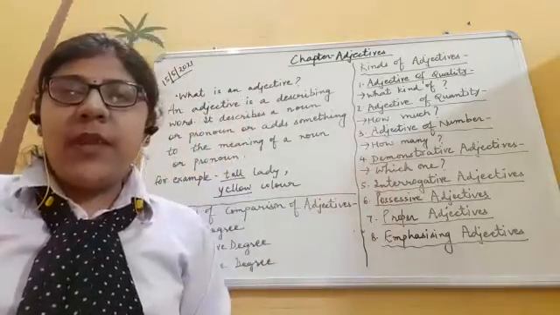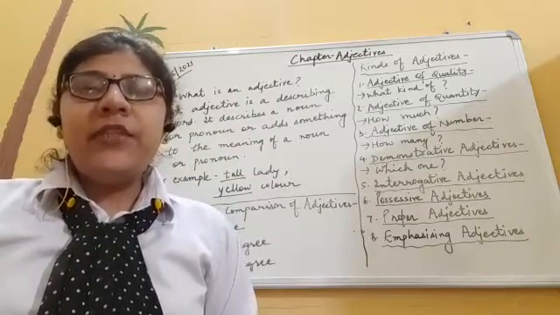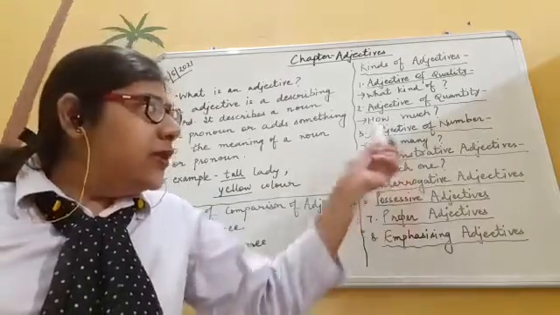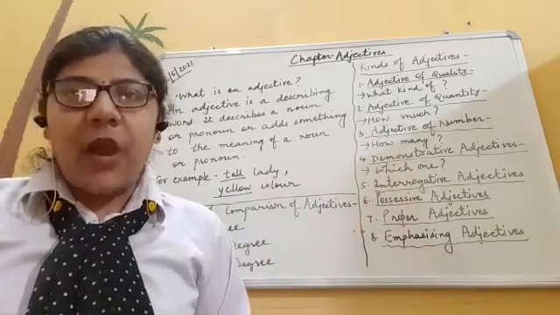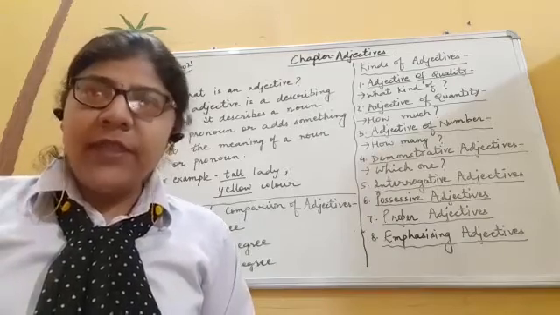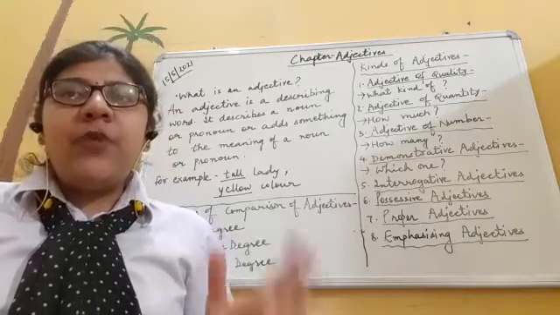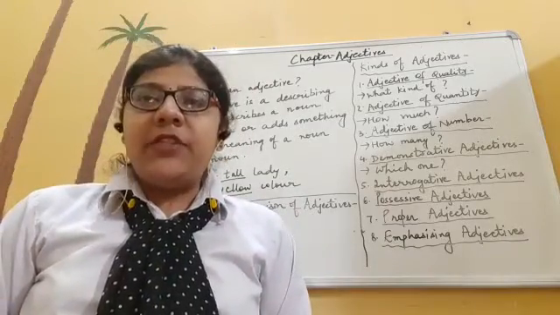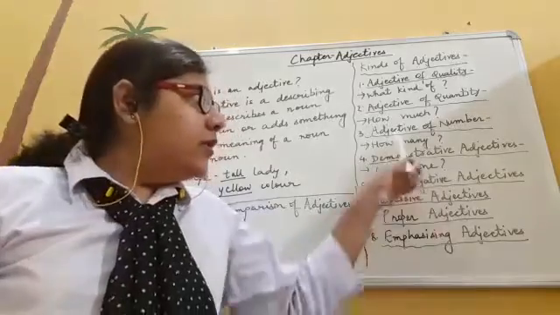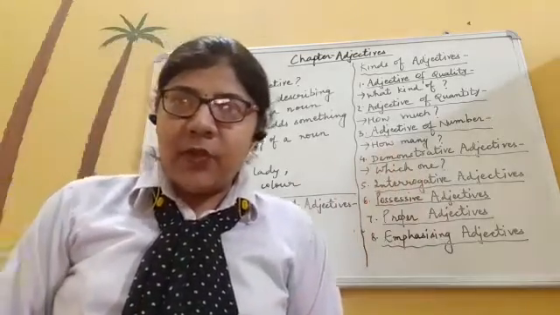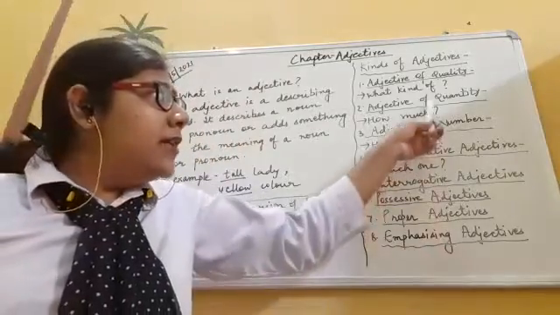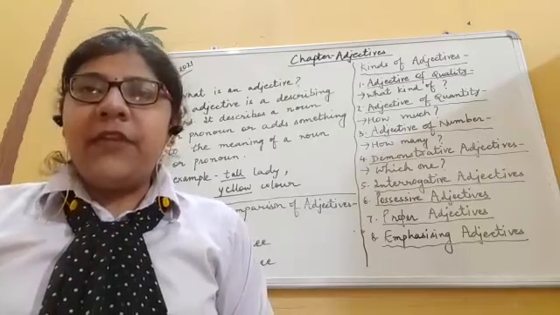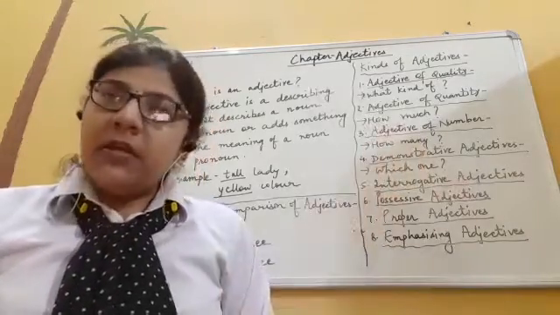Come to the next one, adjectives of number. Those adjectives tell us about the number of the noun or pronoun. This time, in place of asking the question with how much, we will ask the question with how many. Like if I say 20 students attended the party, how many students? 20. So 20 is the adjective of number. As I said, adjectives of quantity are used with uncountable nouns, but adjectives of number are used with countable nouns.